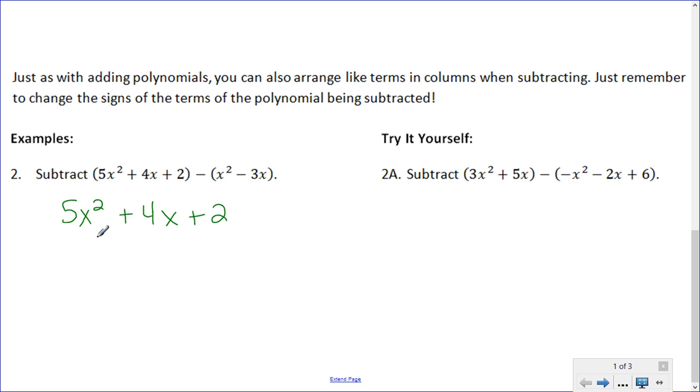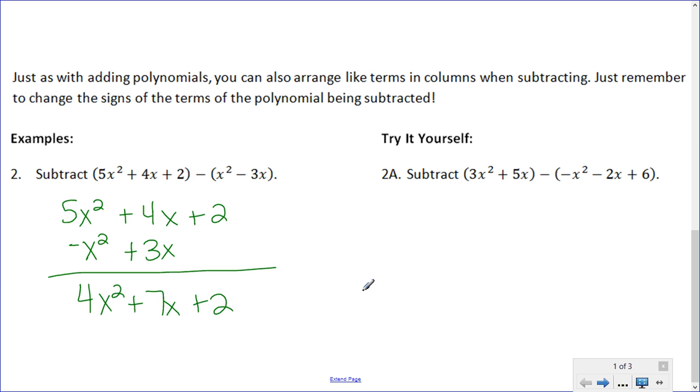So I'm going to change the x squared to a negative x squared, and I put that under this one because they're like terms. And I'm going to change the minus 3x to a plus 3x, and that would go with this one, so that would be plus 3x underneath the 4x. And there's no like term to add to this one. So now because I've changed the signs as I've written them down, now I can just add straight down my columns. So 5x squared and minus x squared is 4x squared, 5 minus 1, and then 4 plus 3, that would give me 7x, and then bring down the plus 2.